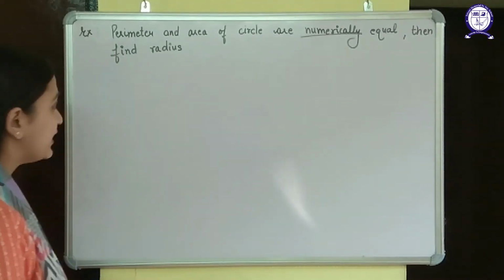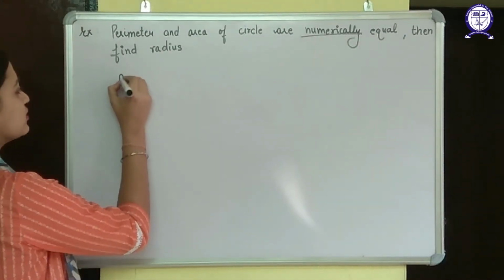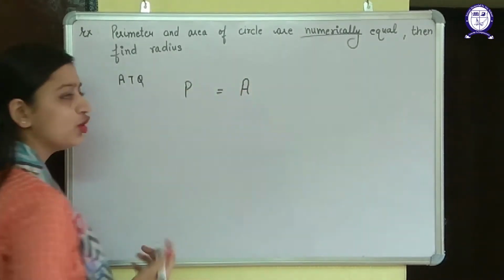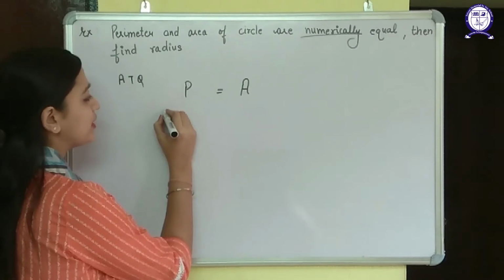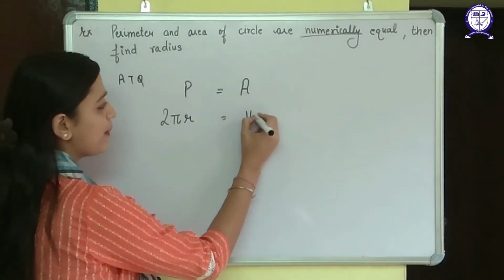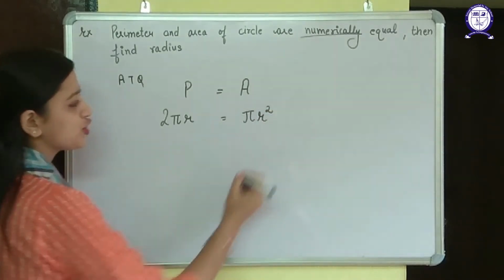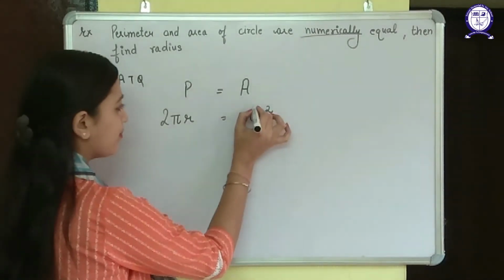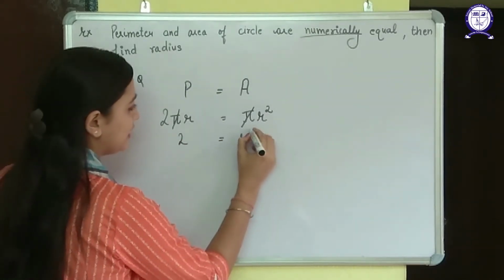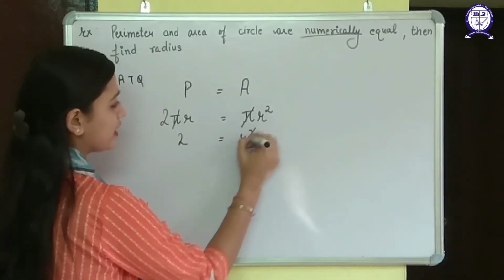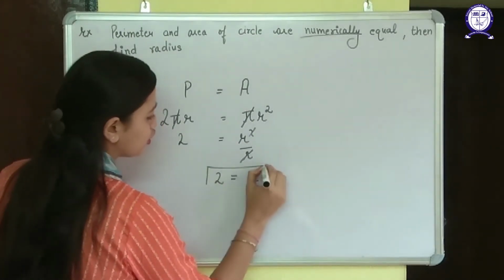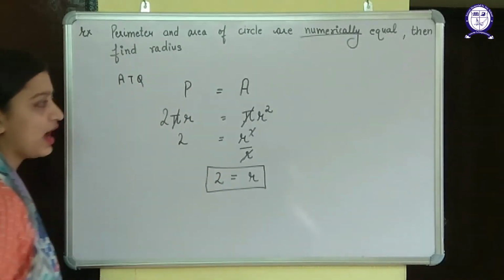Now it says find the radius. So according to the question, perimeter is equal to area. Now what is perimeter? It is 2 pi r. And what is area? Pi r square. Okay, so I can cut pi and r can go on that side in the division. So I can cut r and r. So r will be equal to 2. So this is my answer.